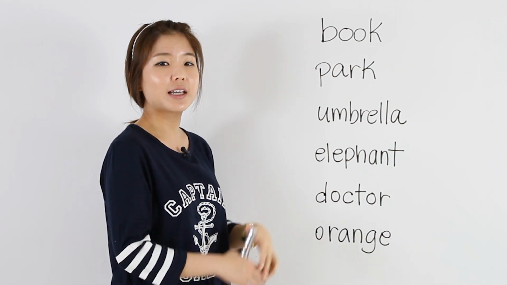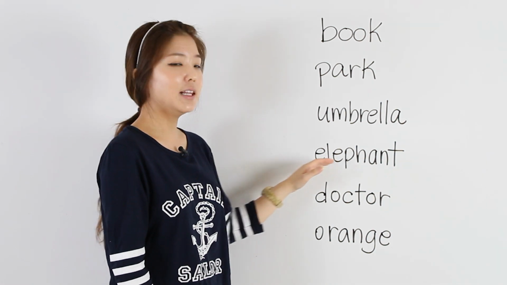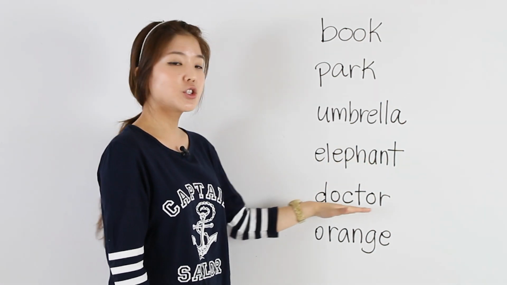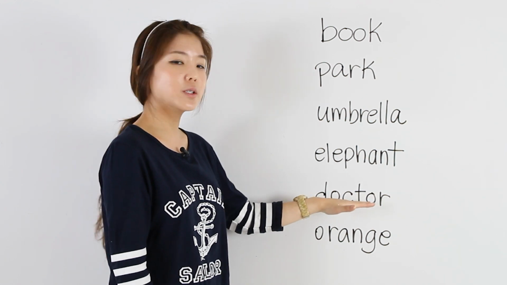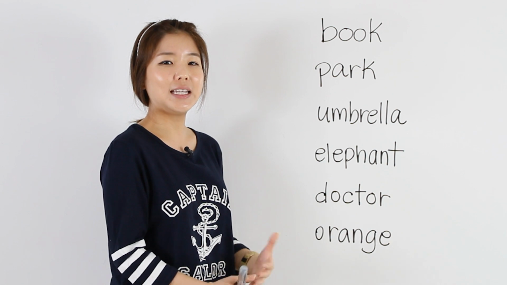Umbrella is a thing, right? Umbrella is a thing that we use when it's raining. Elephant is an animal. Doctor is a person. And orange. Orange is a thing that we eat.